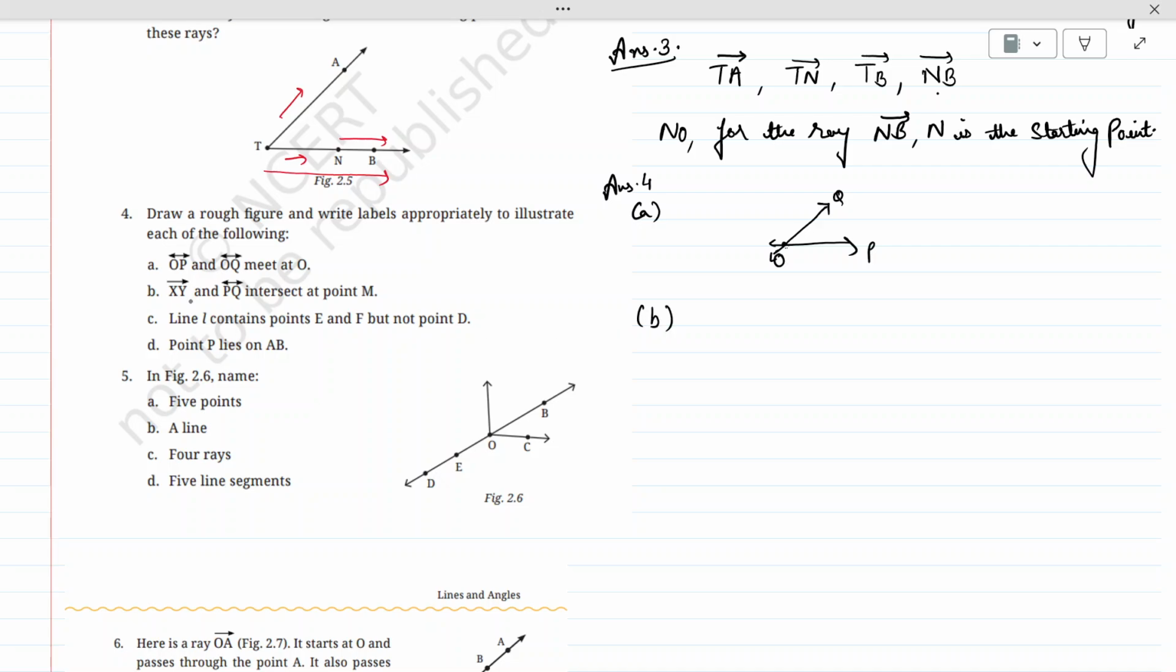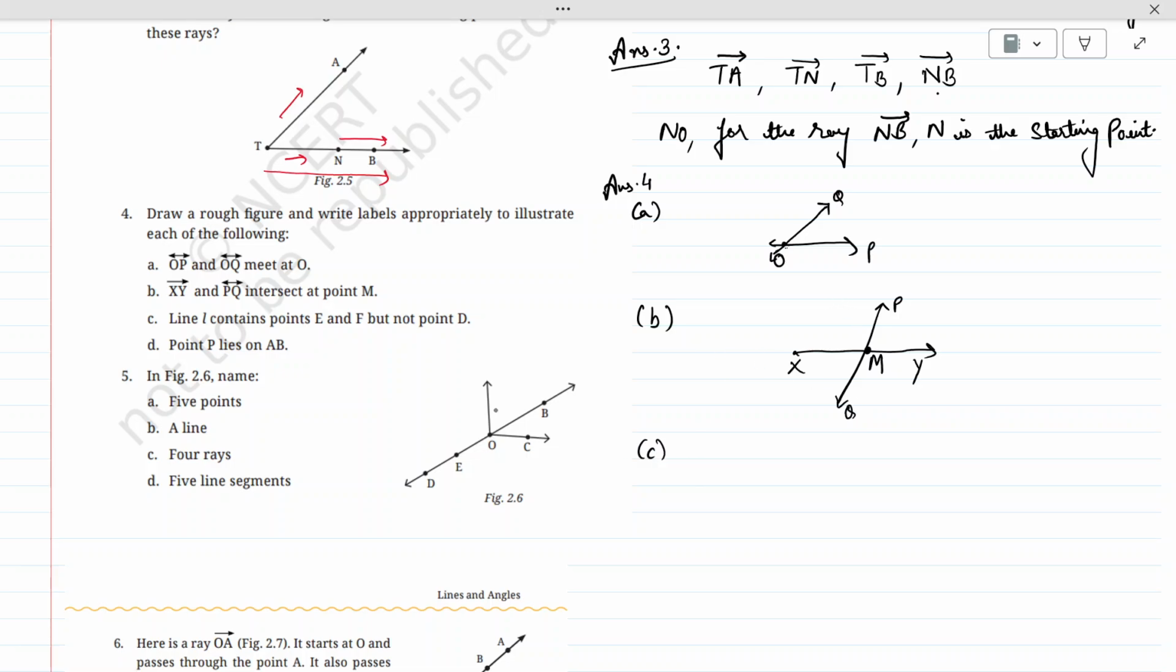Next is XY, which is a ray because it has arrow in only one direction, and PQ, which is a line. They intersect at point M. So we have two things. We have XY. So let me try to make this as X starting point. This is Y, and a line PQ. So this is a line, P and Q, and they intersect at the point M. So this is the point where they are intersecting. Okay, this is for B part.